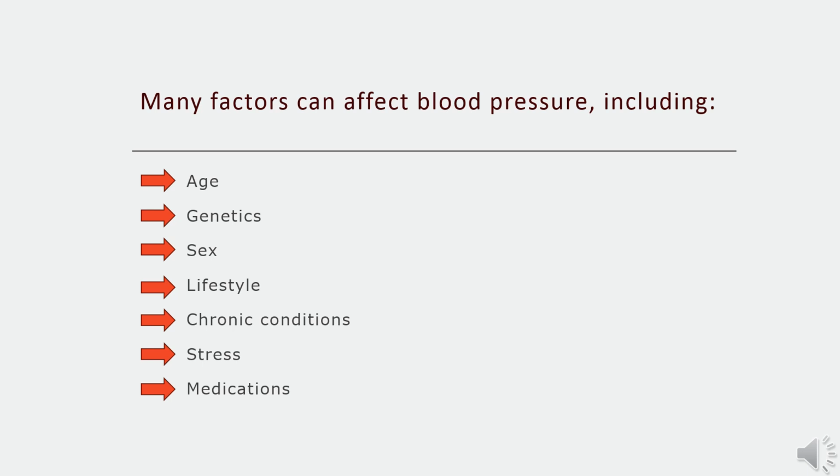Lifestyle. Unhealthy diet, physical inactivity, obesity, and drinking too much alcohol can increase your risk of high blood pressure. Chronic conditions: kidney disease, diabetes, and sleep apnea can lead to high blood pressure. Stress. High levels of stress can temporarily increase blood pressure. Medications. Some medications, like cough and cold medicines, can cause blood pressure to rise by constricting arteries.